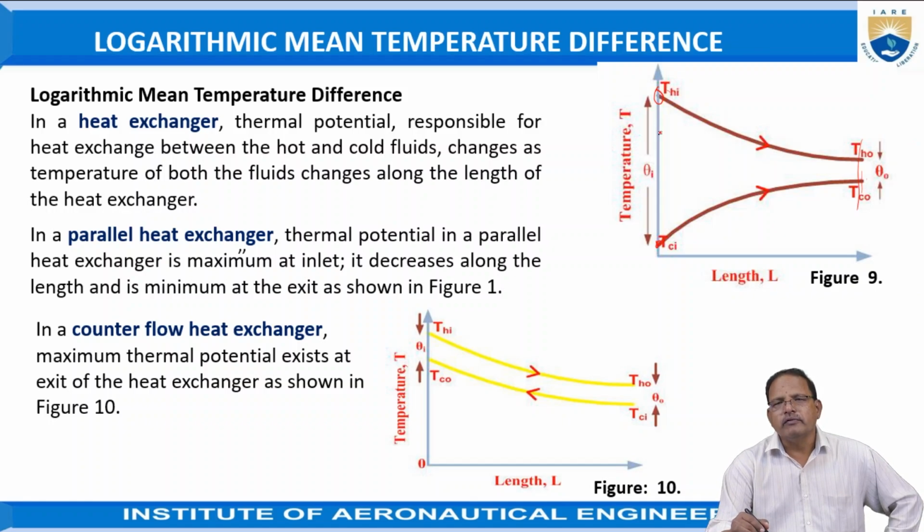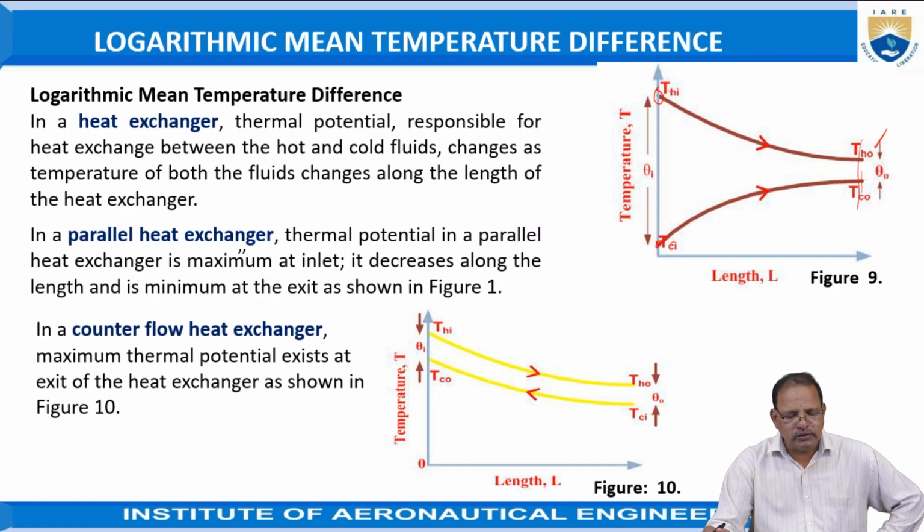Earlier the temperature has higher values, but at the outlet it is lower. That is, the temperature of the hot fluid gradually decreases while leaving the tube. At the same time, the temperature of the cold fluid gradually increases and becomes T_CO, where O represents the outlet. This is the case of a parallel flow heat exchanger. In a parallel flow heat exchanger, the thermal potential is maximum at the inlet, decreases along the length, and is minimum at the exit, as shown in the figure.